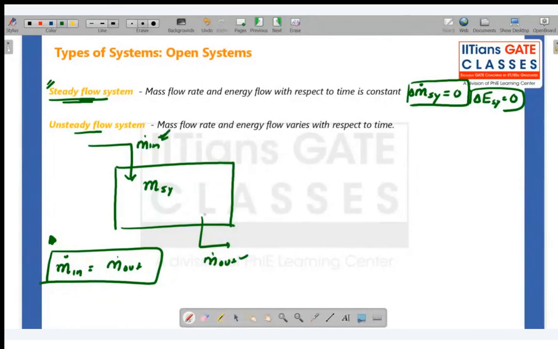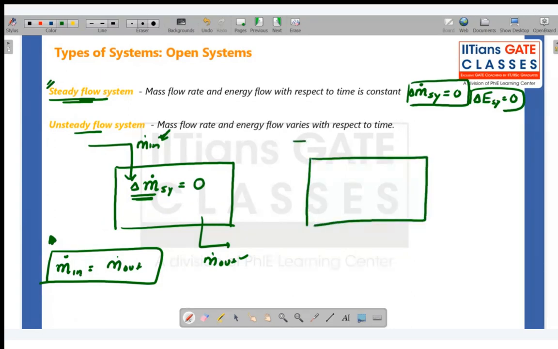And if mass in is equal to mass out, that means the mass inside the system with respect to time is not going to change. So it will be equal to zero. So there is no mass change of the system. Mass inside the system is simply constant.